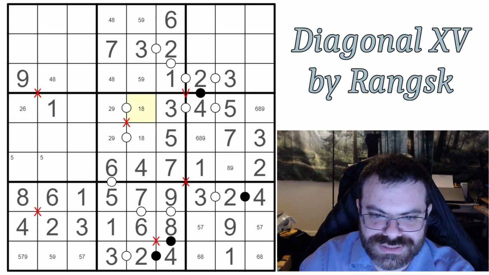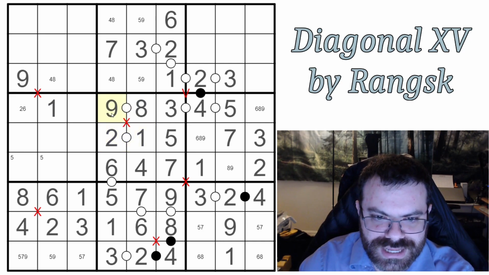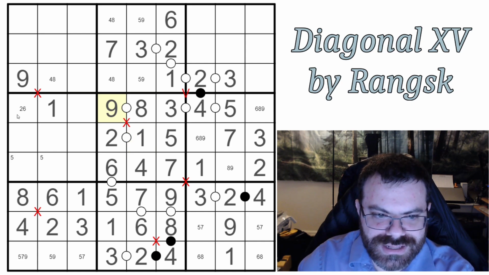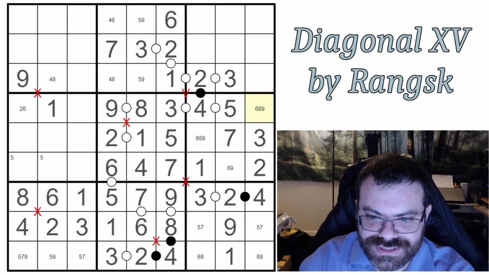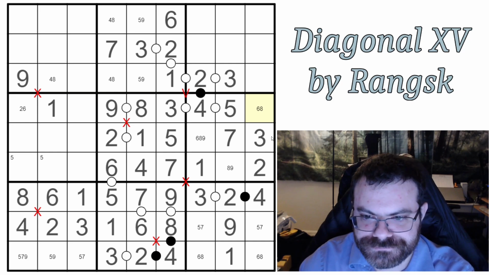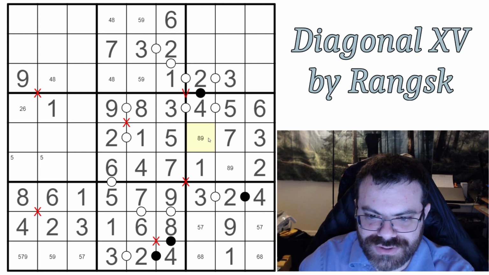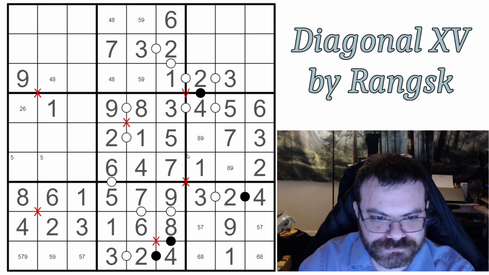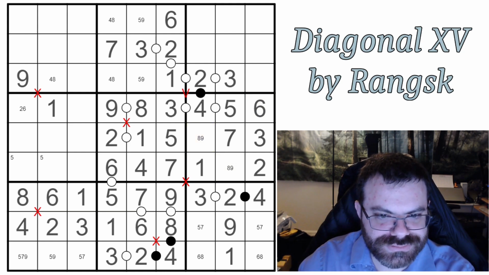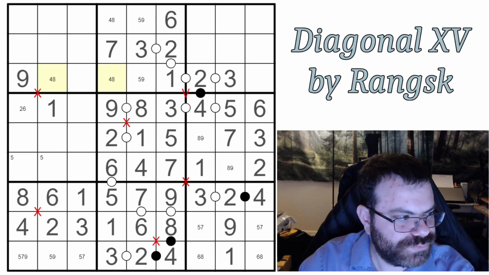This 1 sees here, so that places 8, 2, 1, 9. And the 9 sees over here, removing 9 as a possibility. And the 8 also sees it, so that places 6. So now we have 8, 9 going on here. We have a 4, 8 pair in this row.